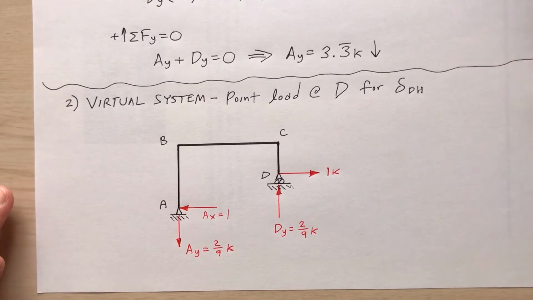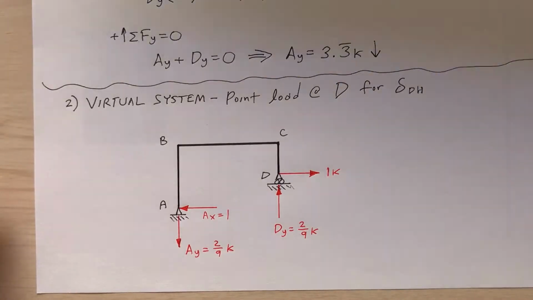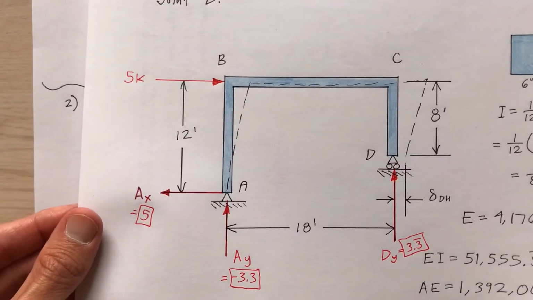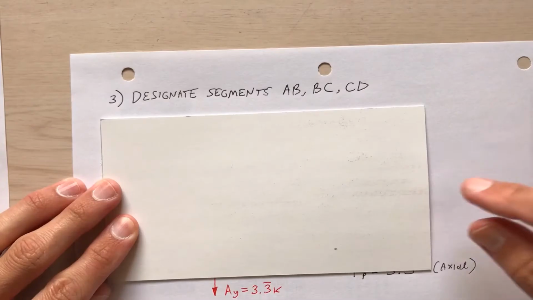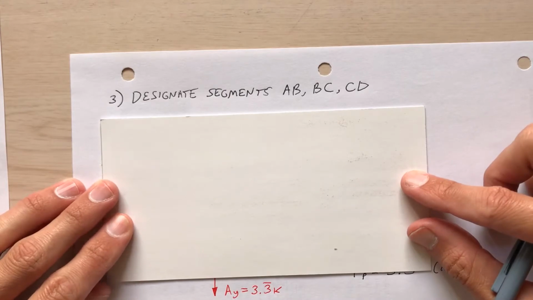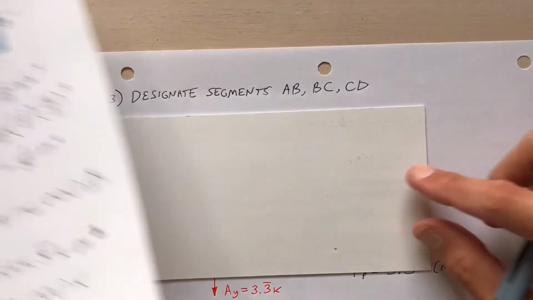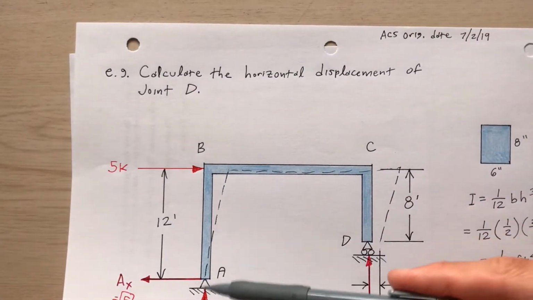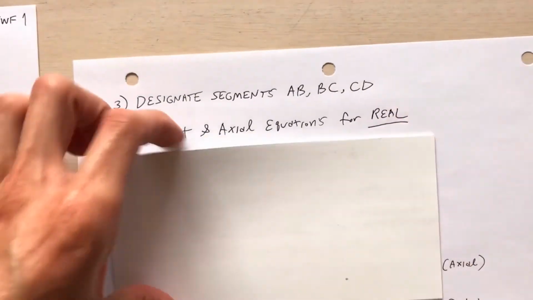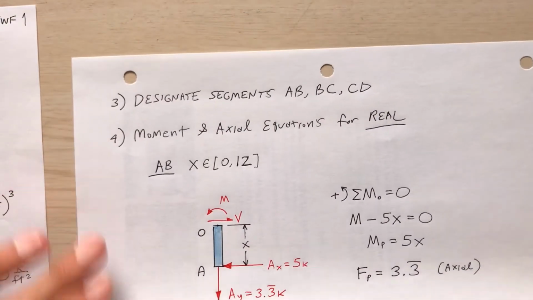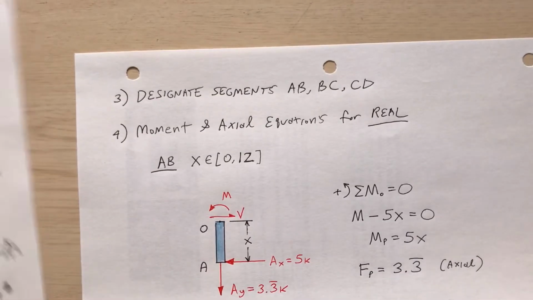Okay, so this is my real system. This is my virtual system. Real system. Virtual system. Step three, designate the segments you're analyzing. A, B, B, C, C, D. Okay, step four. Come up with the moment and axial equations for the real system.